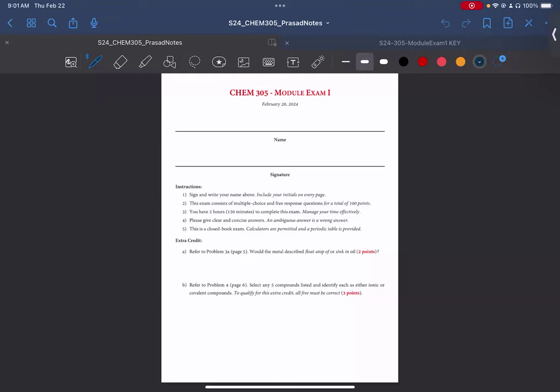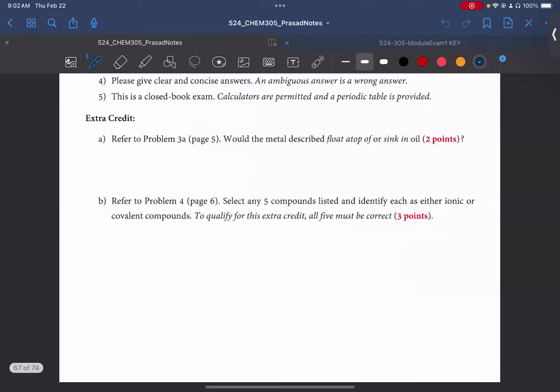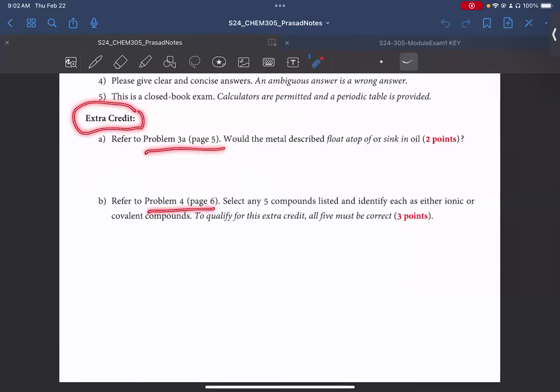Before I forget, there is an extra credit opportunity attached to the exam, a new one that I'll let you know the details of after we complete it. First and foremost, the extra credit questions you can see refer to specific problems. So we'll go through those when we reach them.